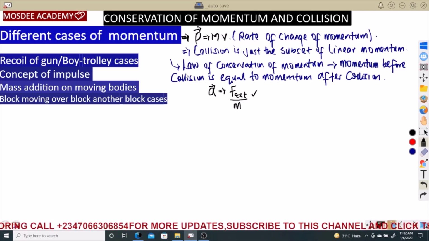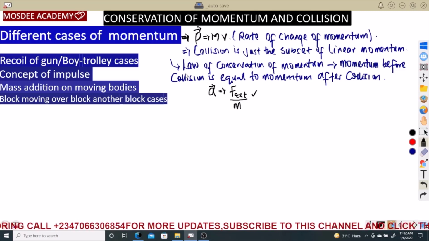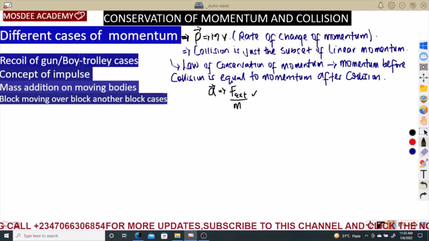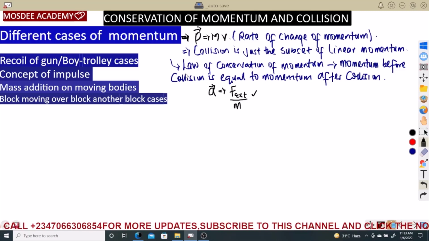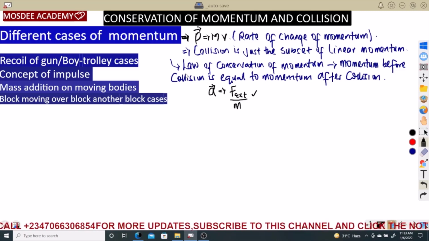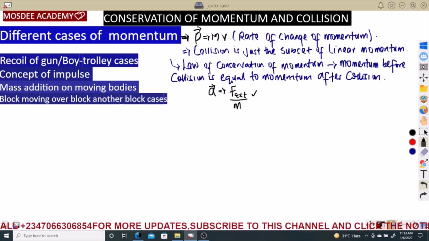I believe every one of you has studied the definition of momentum in junior classes, which you define as the product of mass and velocity. The second law of motion talks about rate of change of momentum, which we derived in our introduction to dynamics and Newton's laws of motion. So I said collision is a subset of what? Momentum. That is, when a body gains momentum, it can collide with another body. That is why we call it a subset of what?